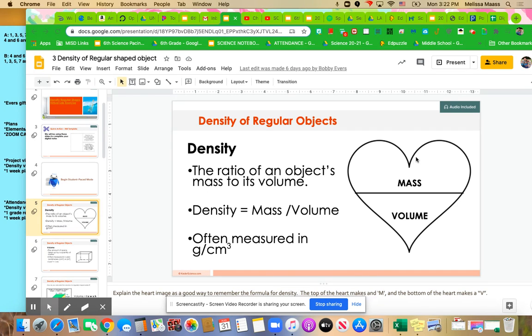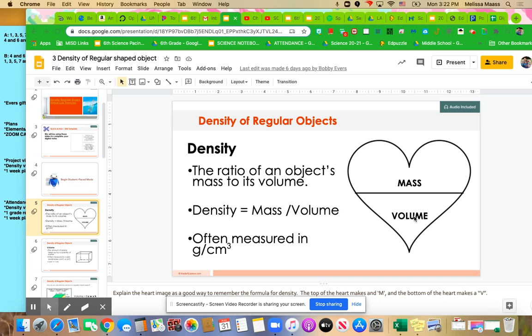On this little I-Hart density formula, you can see that it's in the shape of a heart. So mass is on top because the top of the heart looks like an M, and volume is on the bottom because the bottom of the heart is a V. So if you ever forget which one goes on top, aka which one you type in first into a calculator, mass goes on top, and then volume on the bottom, okay?